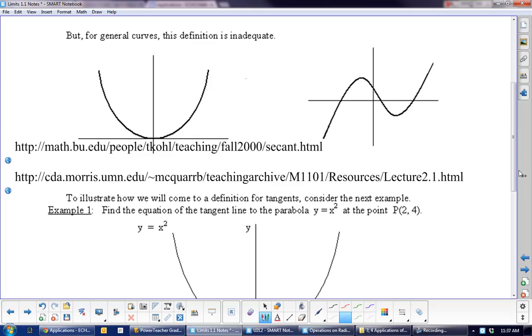Now, for general curves, this definition maybe is inadequate, right? Because people could say, hey, look, that touches it only once. Okay? But what we're looking for in a tangent, I don't know why these are in here.